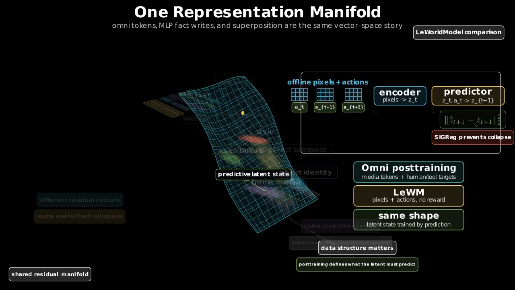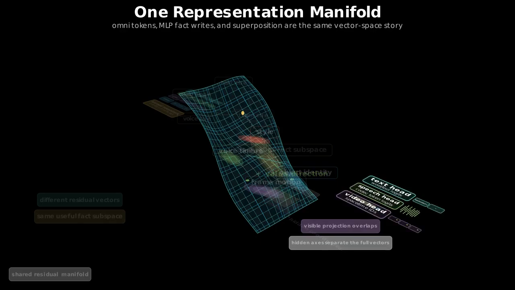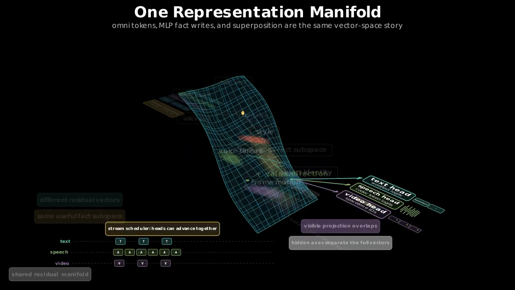For an omni model, post-training has a broader target. The records are interleaved text, audio, images, video, tool calls, preferences, and sometimes timing metadata. The shared state is trained to preserve what later heads must predict or reconstruct. So the token is not just a compression trick. It is a learned data structure shaped by the post-training objective.